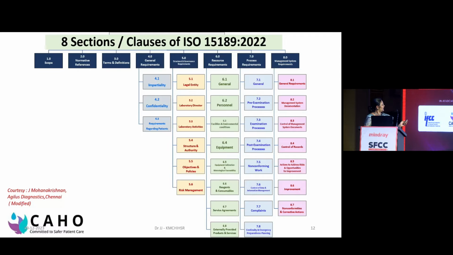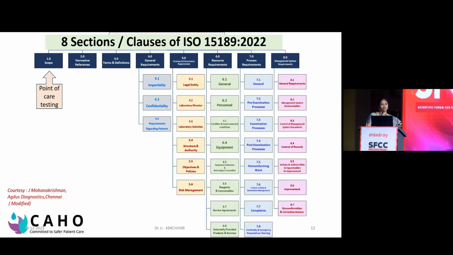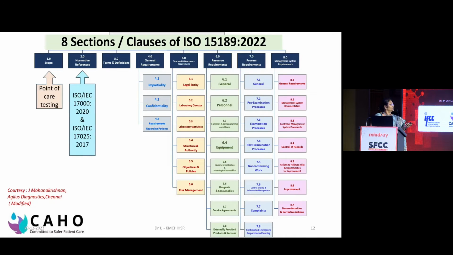Now, are these completely the same? The scope is the same? No, we've added point of care testing, so therefore there is an addition to this. Okay, is the normative references the same? Almost yes, it's the same. ISO IEC 17000 to 2022, and of course the 17025 2017.